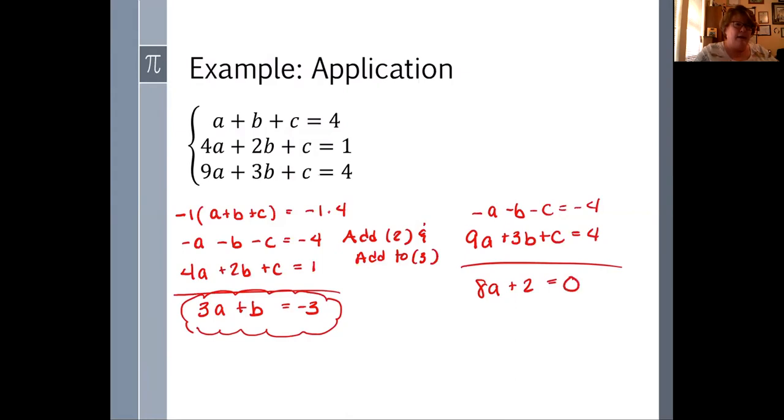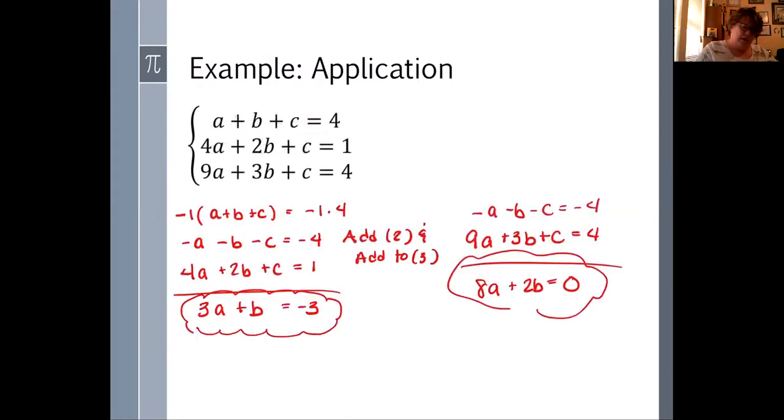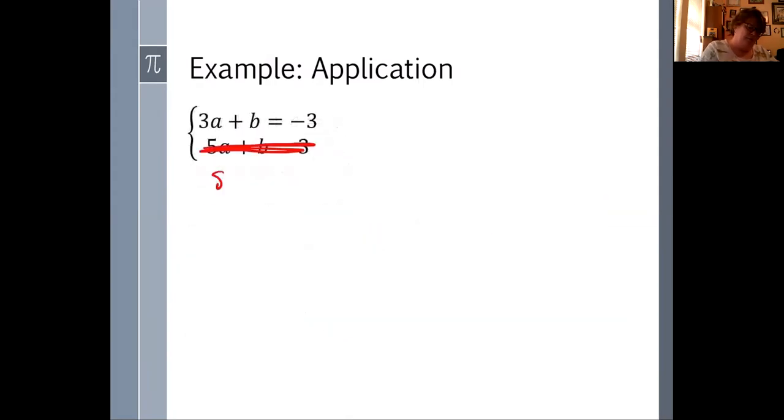So now I have my second equation in terms of A and B. And I don't think that's what I have on this slide. I changed things up a little bit. So what did I have? 8A plus 2B equals 0. I think my original thought was to eliminate C from equations 2 and 3. Okay, so now I have 2 equations.